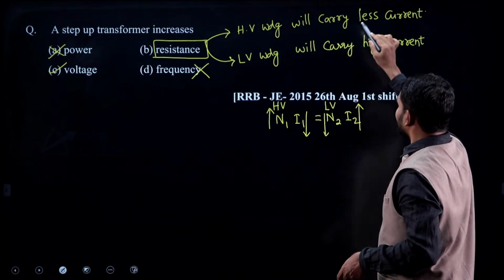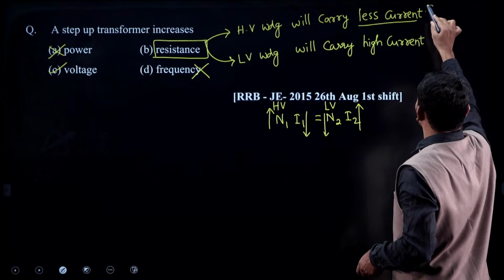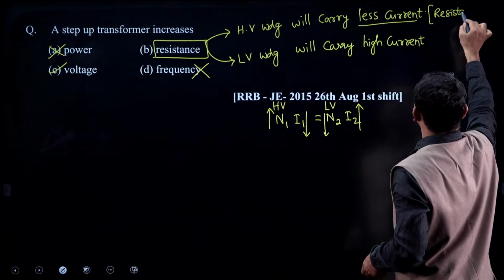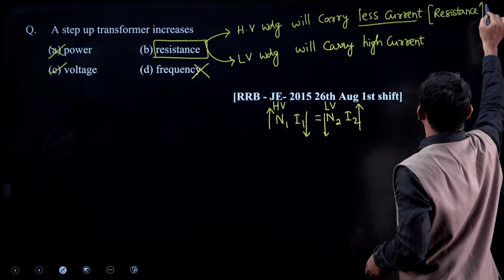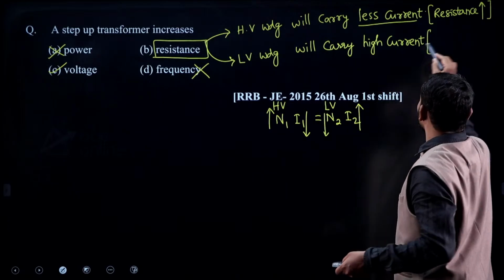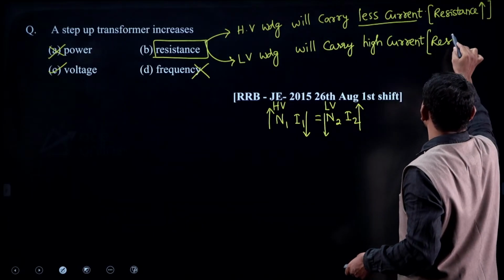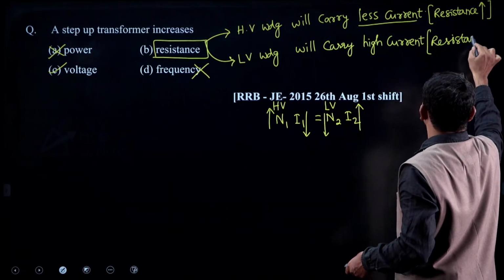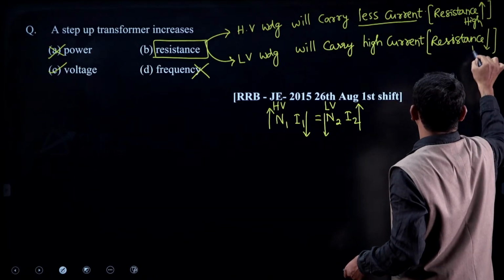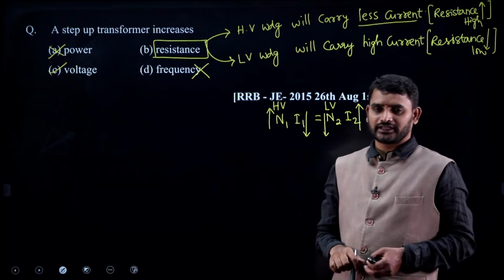If the high voltage winding is carrying less current, which means what? High resistance. The high voltage winding resistance is going to be high. The low voltage winding is going to carry high current, which means what? Resistance is going to be low. So high resistance for the high voltage winding and low resistance for the low voltage winding.